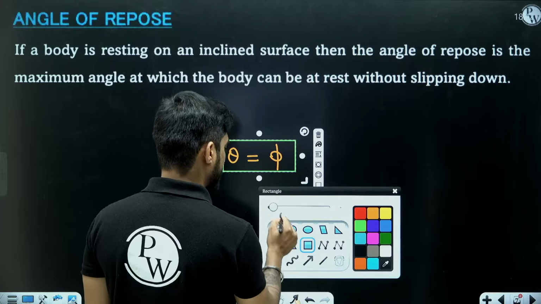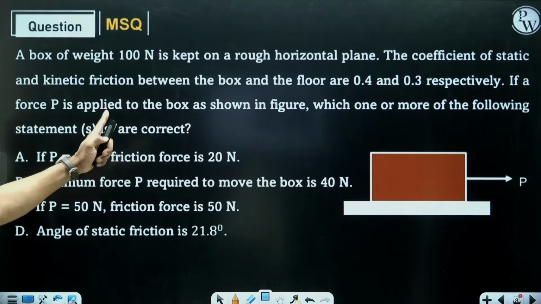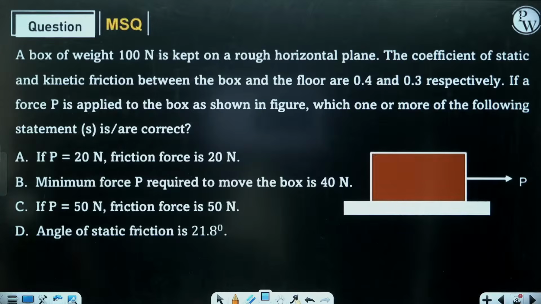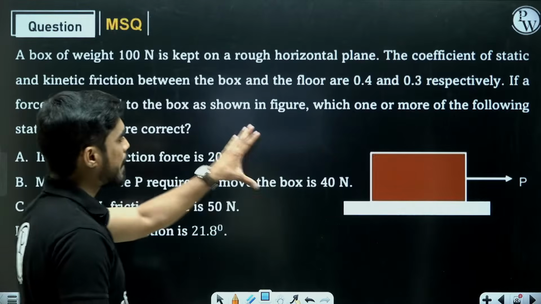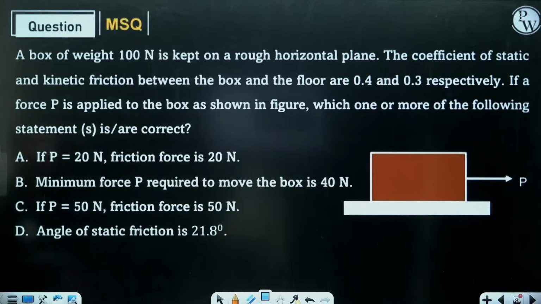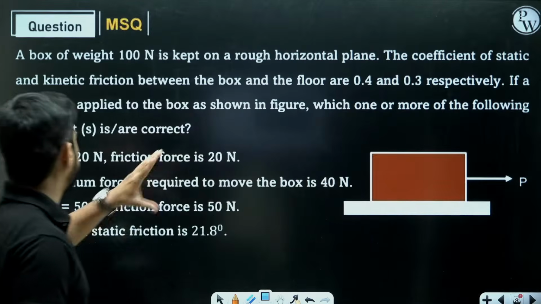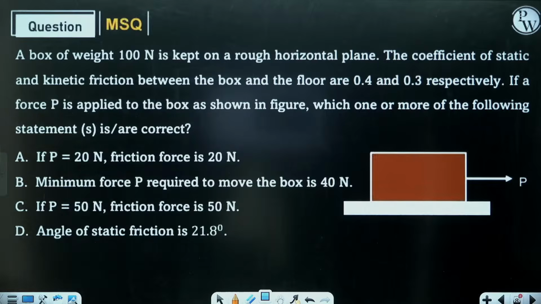So we have seen all these concepts yesterday and I gave you a problem to solve. I hope you have solved this problem. This was an MSQ question. A box of weight 100 Newton is kept on a rough horizontal plane. Coefficients of static and kinetic friction are given as 0.4 and 0.3. If a force P is applied, which one or more of the following statements is or are correct?